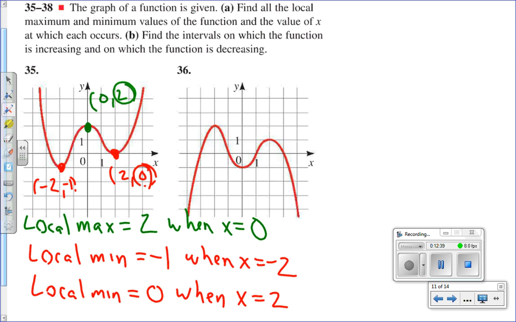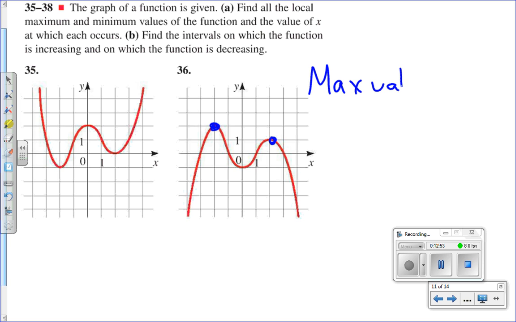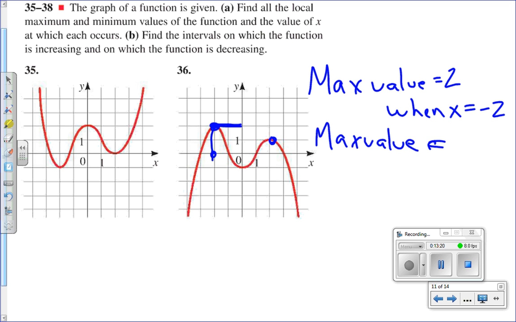The second example here has the vice versa of that. We see 2 maximum values. The maximum values are located at the peaks. So we have a max value equal to the y-coordinate. Once again, this highest point is 2 on the y-axis, and it's located when x equals -2. We would also say there is a max value equal to the highest y-coordinate of 1, located when x equals 2.